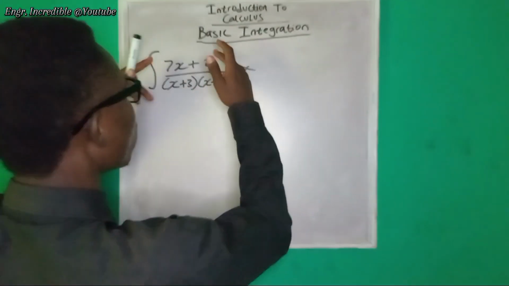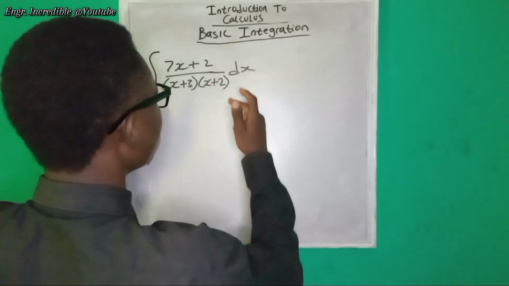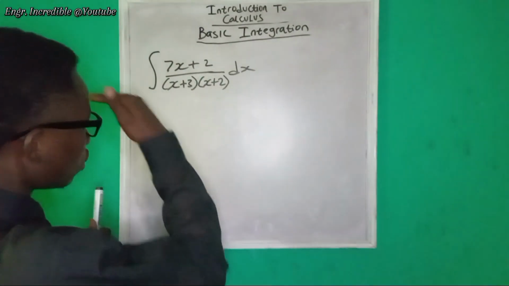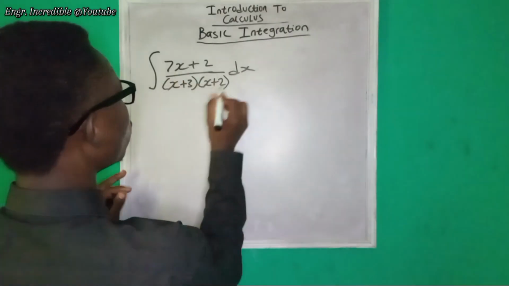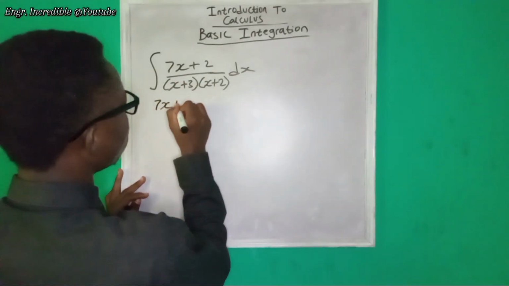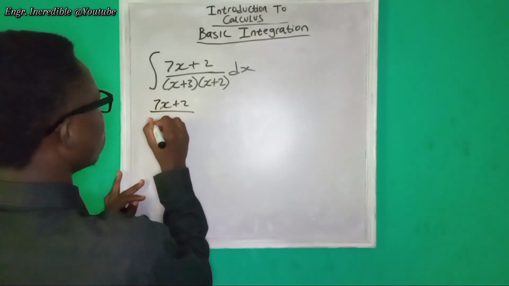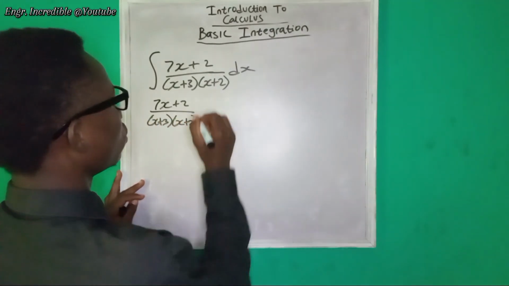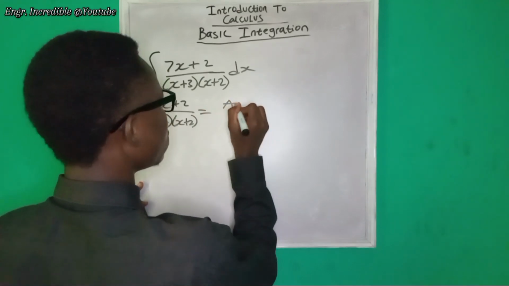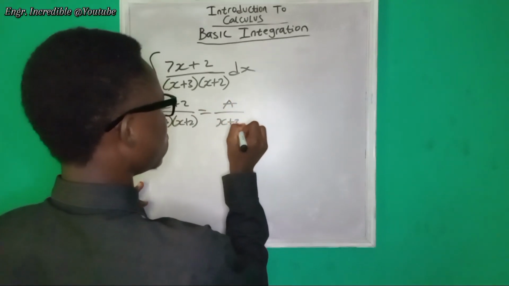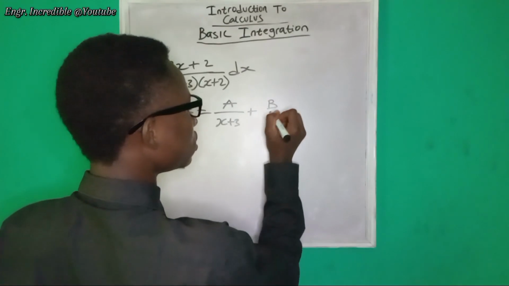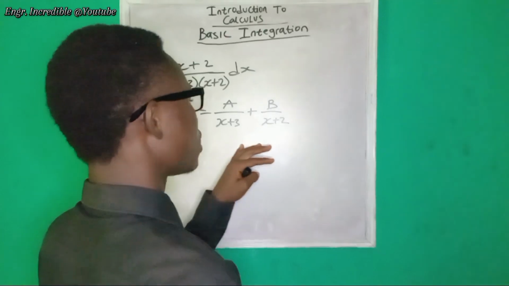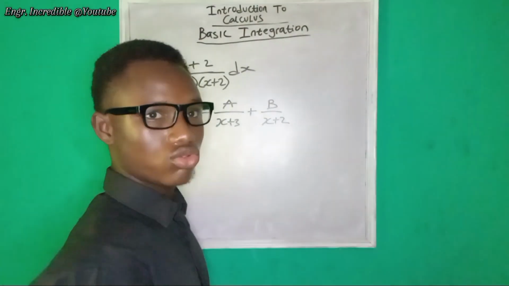So first of all, we have to solve for the partial fraction of what is right here before we can proceed to integrate. Picking this out in partial fraction, we are going to divide it as (7x + 2) over (x + 3)(x + 2), which will give us A over (x + 3) plus B over (x + 2). These are the values we get when we do the partial fraction.